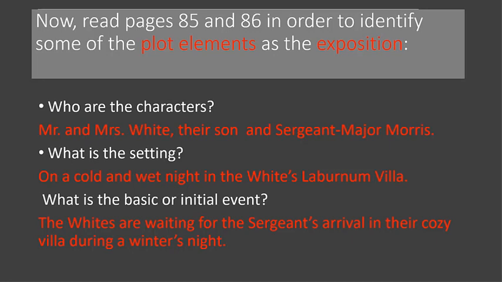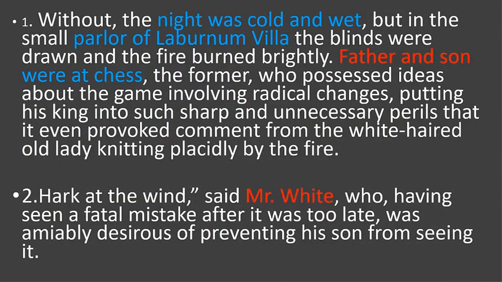I'm sure your answers were almost the same. Now together let us examine how we could figure out the setting and the characters and the initial event. The blue highlighted words indicate the setting. Night was cold and wet, and in the small parlor of Laburnum Villa. Who are the characters? Father and son. Mr. White and his son.